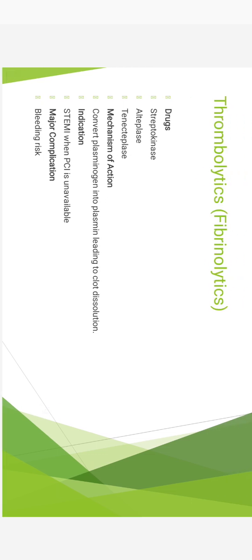Next, thrombolytics. The main purpose of thrombolytic drugs is to dissolve the clot blocking the coronary artery and restore blood flow to the myocardium. Commonly used thrombolytic agents include streptokinase, alteplase, and tenecteplase. These drugs work by converting plasminogen into plasmin, which breaks down fibrin and dissolves thrombus. Thrombolytics are most effective when administered early, preferably within the first few hours after symptom onset.